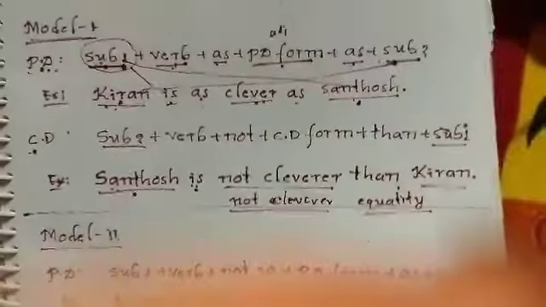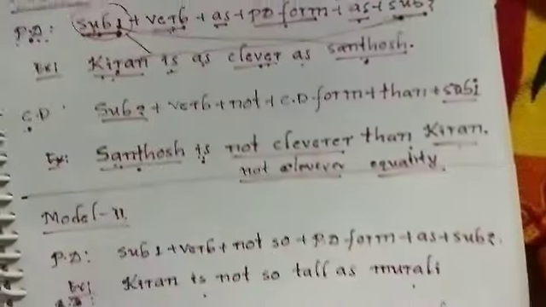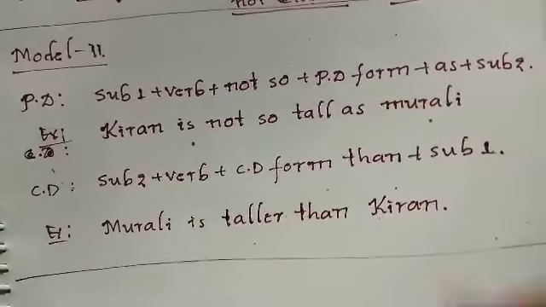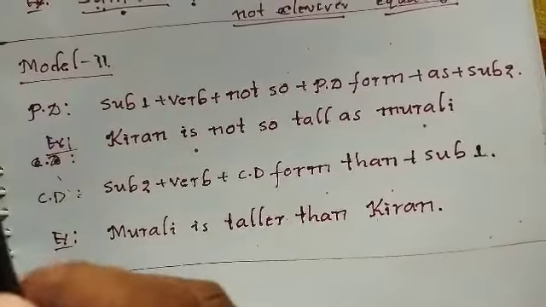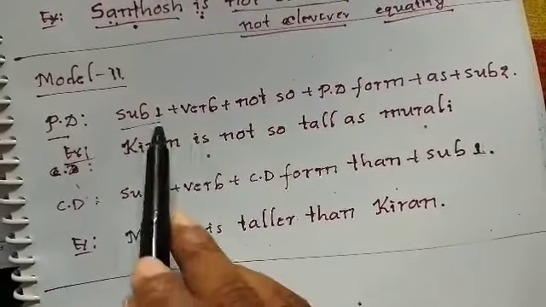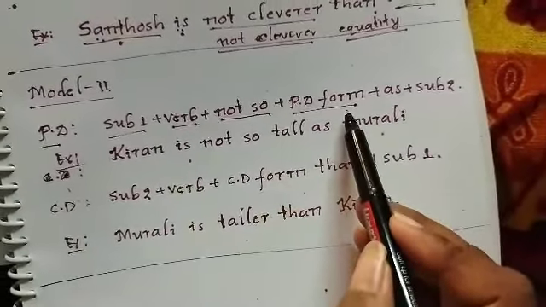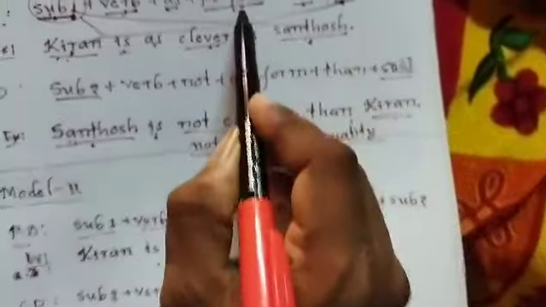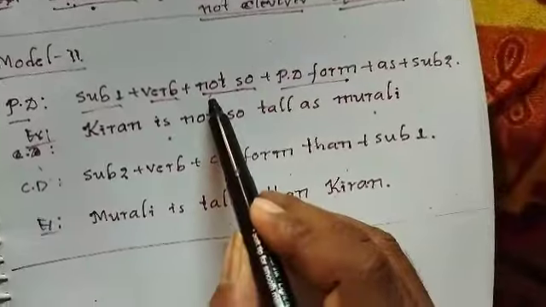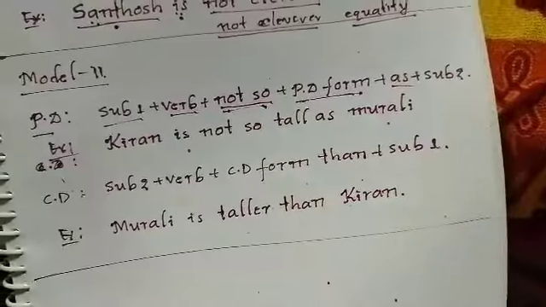So when we talk about equal qualities, we use model 1. Next, when we talk about unequal qualities of persons, places and things, the structure is: subject 1, verb, not so, plus PD form, as. In model 1 what we used was as, PD form, as. But here we use not so, plus PD form, as.